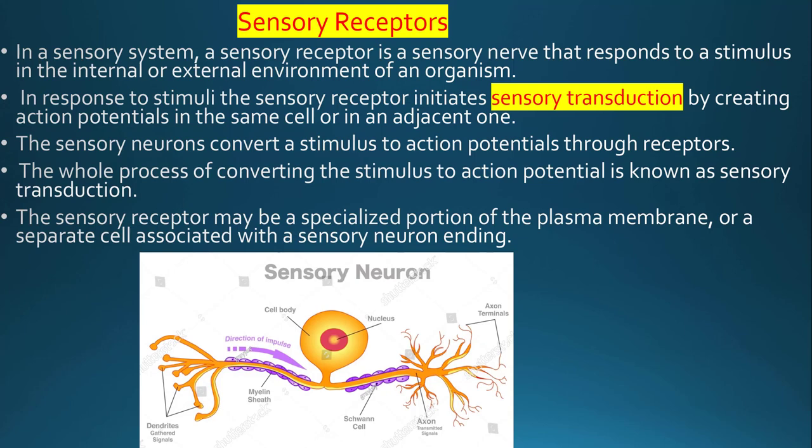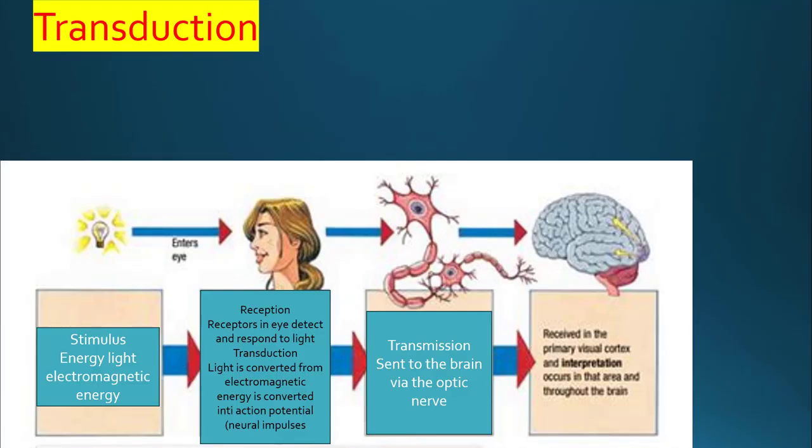The sensory receptor may be a specialized portion of plasma membrane or a separate cell associated with a sensory nerve ending. This is a sensory nerve which detects any change in the internal or external environment and then transmits this information to the central nervous system.